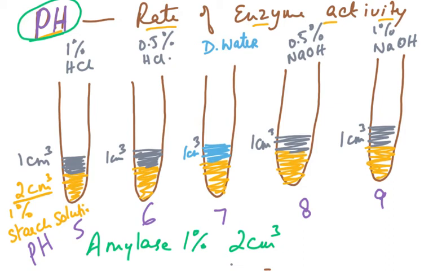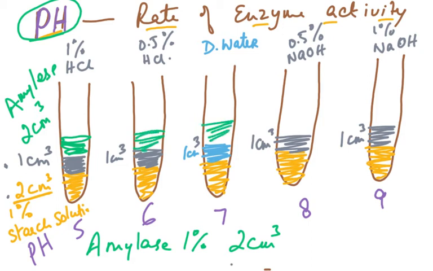So now this is a total volume of 2 centimeter plus 1 centimeter. So it's 3 centimeter. Now when I add amylase to it, now when I add 2 centimeter of amylase, right? So 2 centimeter of amylase. So now it is 2 plus 1 plus 2. So it's a total of 5 centimeter cube in each test tube. So the total volume must remain the same.